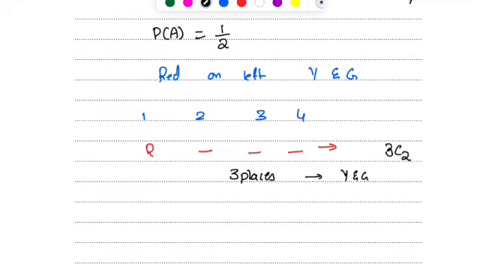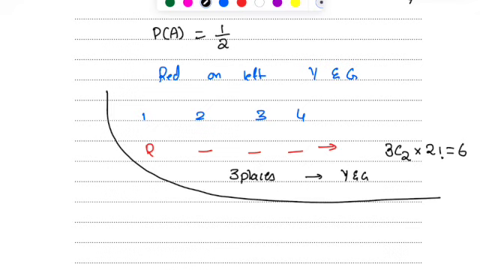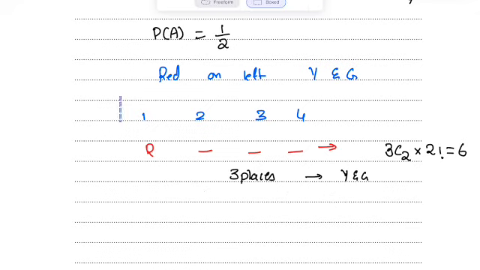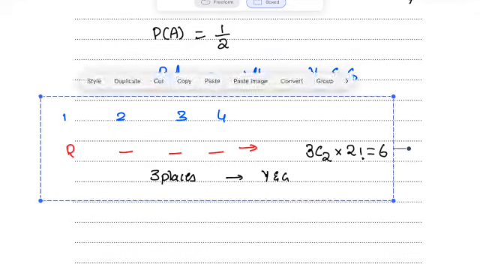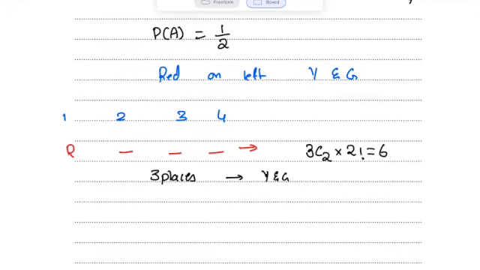3C2 ways. Then once I have done that in 3C2 ways, those 2 things again can be arranged among themselves in 2 factorial ways. So it is going to be 6 ways, if red is at the first position.